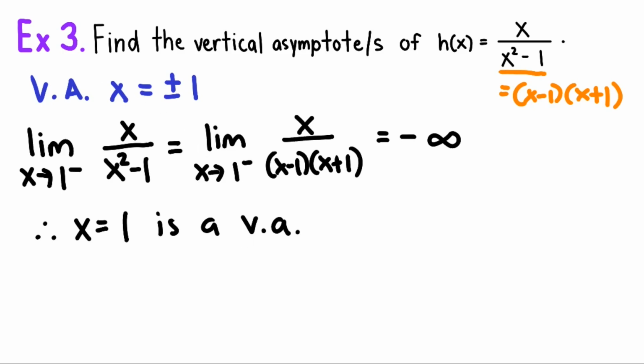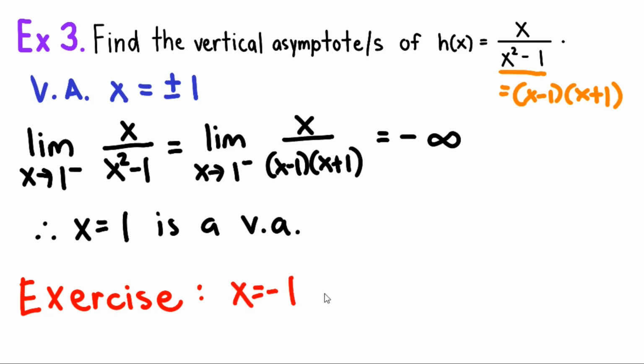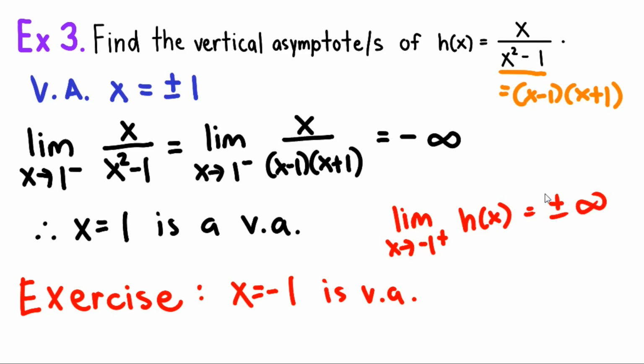Now for the next one, I will leave that as an exercise. This is an additional exercise. The goal is to show that x equals negative 1 is indeed a vertical asymptote. To do this, you'll just need to show that the limit as x approaches -1 from the left or the right of h of x is equal to positive or negative infinity. So take note of this exercise.